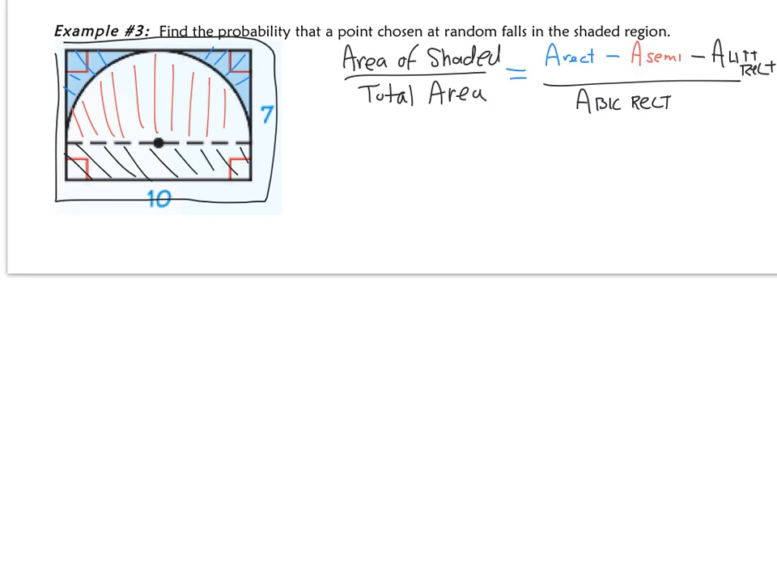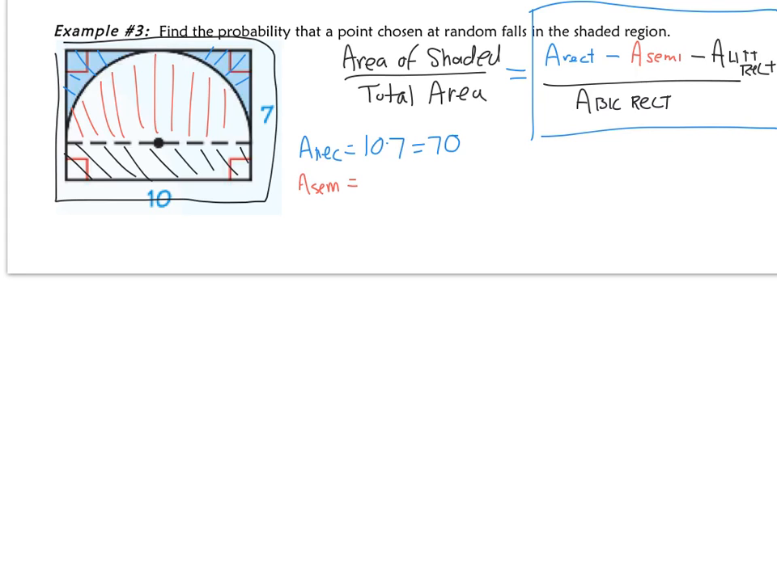So now off to the side, let's go find all of these that I put into this fraction here. The area of the big rectangle is 10 times 7. Length times width, so it's 70. The area of the semicircle is going to be pi r squared.